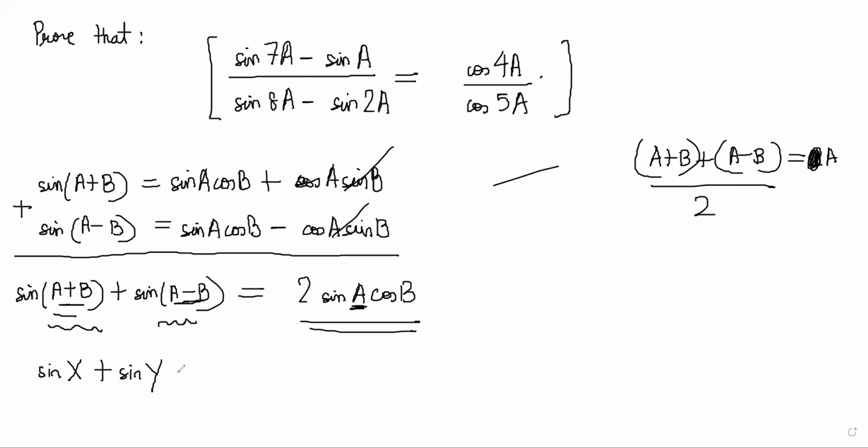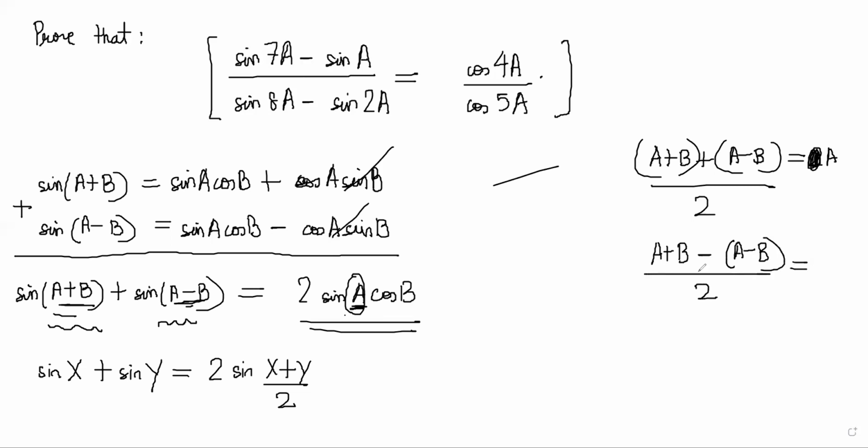So it becomes 2 sin, you can write a as (x + y)/2, because a is that only. And b is actually the difference of those two divided by 2. So you get cos of (x − y)/2. You understand?